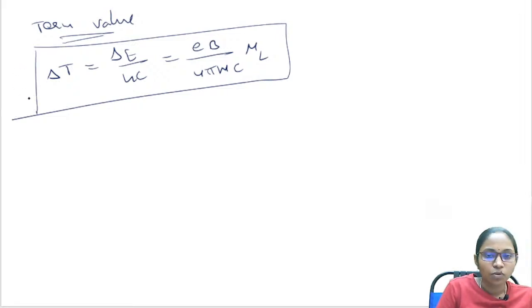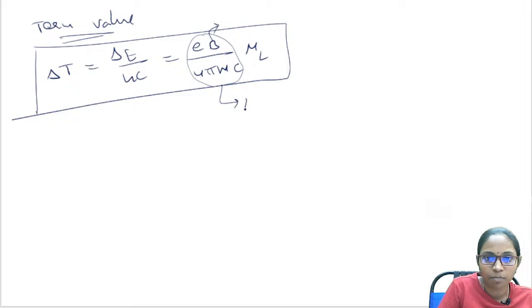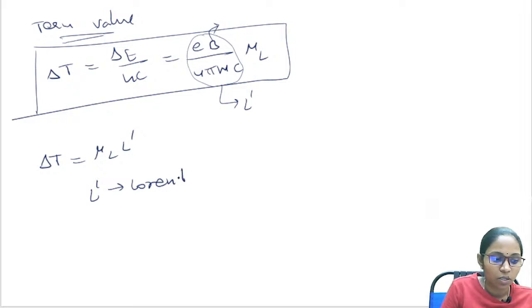As we know, B is constant because it is uniform, and e is constant, that is the charge of the electron. m is the mass of the electron, c is the speed of light, and 4 pi are constants. All these are constants. I am replacing this with L prime. Therefore, delta T is equal to mu L prime, where this L prime is the Lorentz unit.